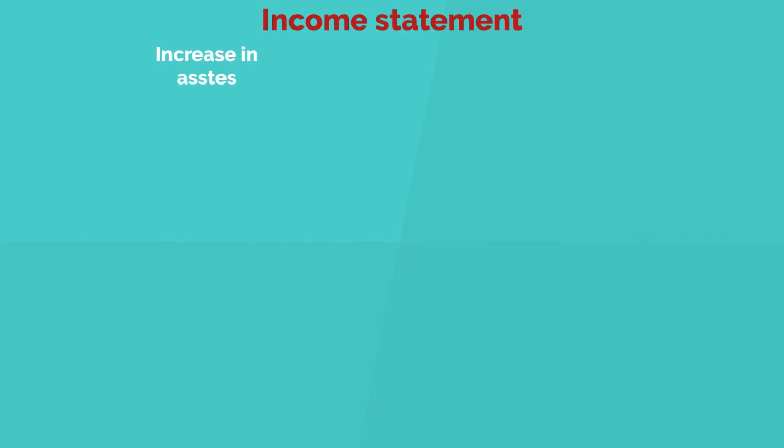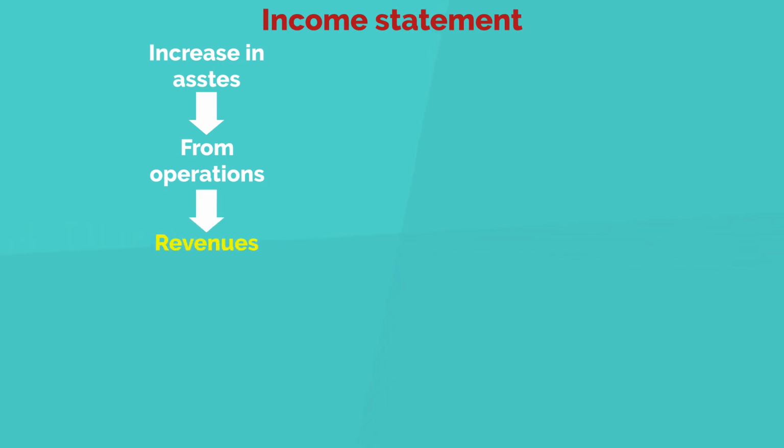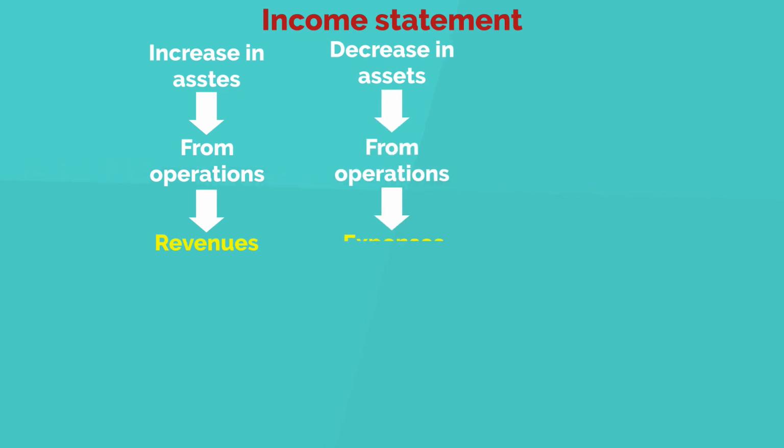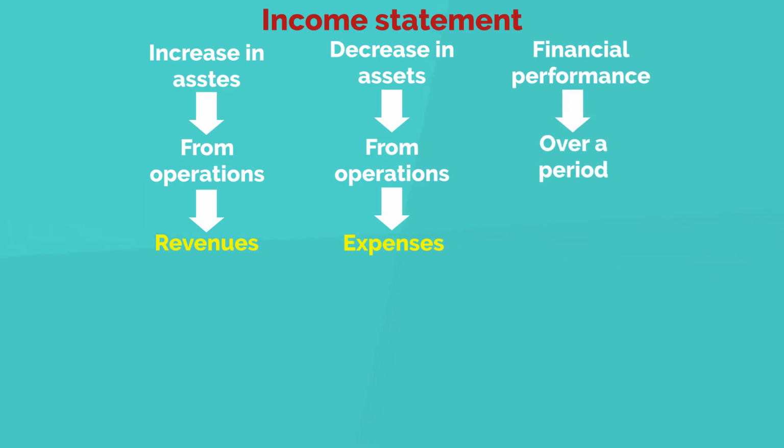It shows a company's increase in assets from selling goods or services, called revenues, and it also shows a company's decrease in assets, called expenses. So, if you need to know the company's financial performance for a specific time period, such as a year, quarter, or month, then the income statement shows this as net income, or net earnings. Revenues less expenses give net income.